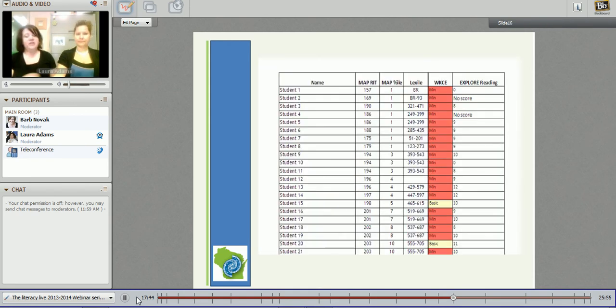So what you see on your screen now is a sample of the spreadsheet. The students' names have been removed, and you see the 3 assessments across the top. You see a student's RIT score on MAPS, Measures of Academic Progress. You also see their percentile. You see their Lexile score as measured by Scholastic Reading Inventory, and you see the category that their WKCE score placed them in, and you also see their Explore reading score. Each category of data was cut and pasted from one spreadsheet into this spreadsheet where it's all housed together.